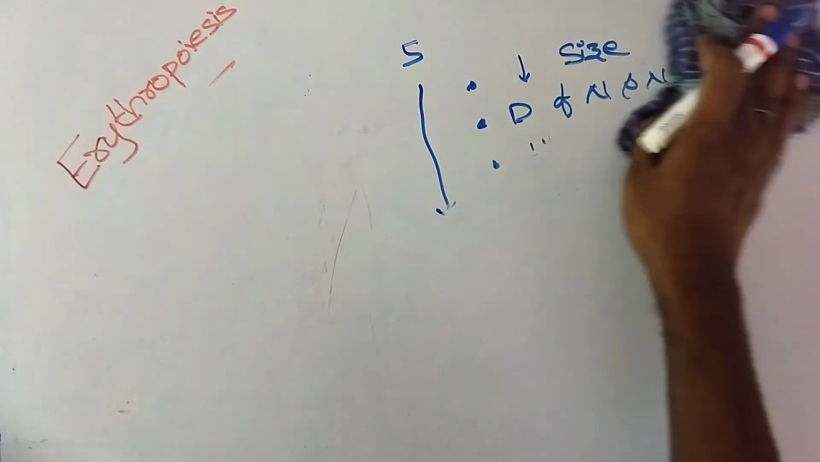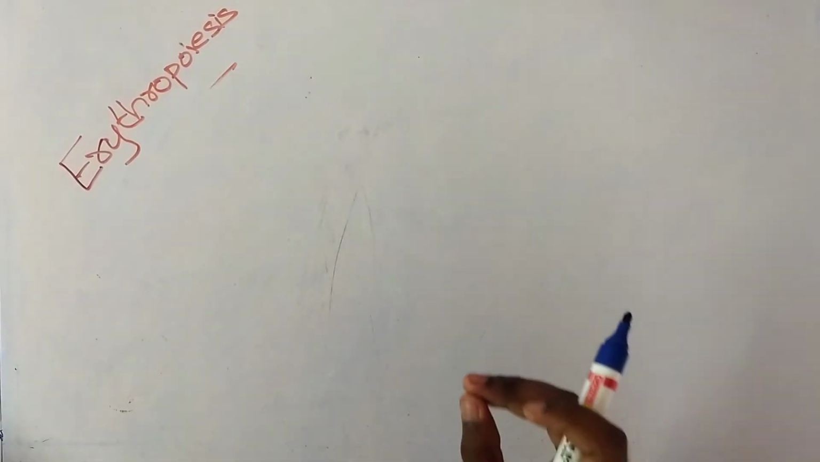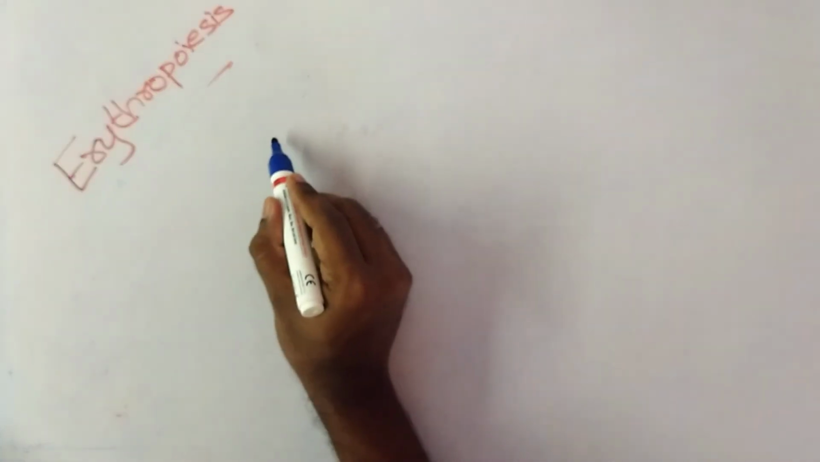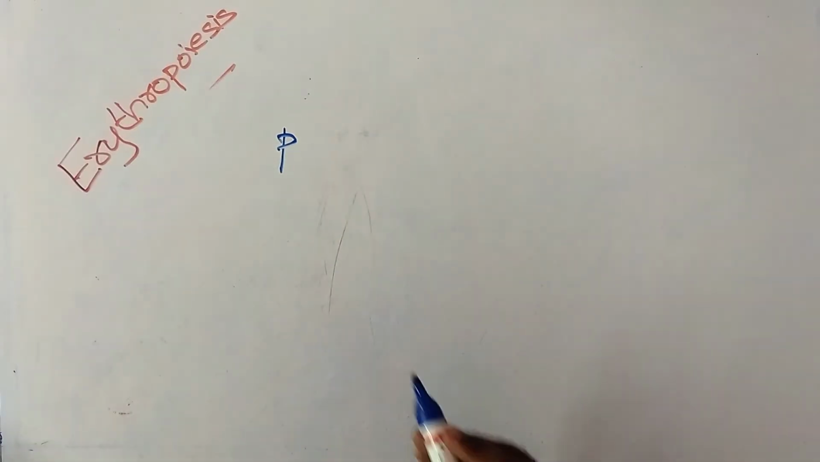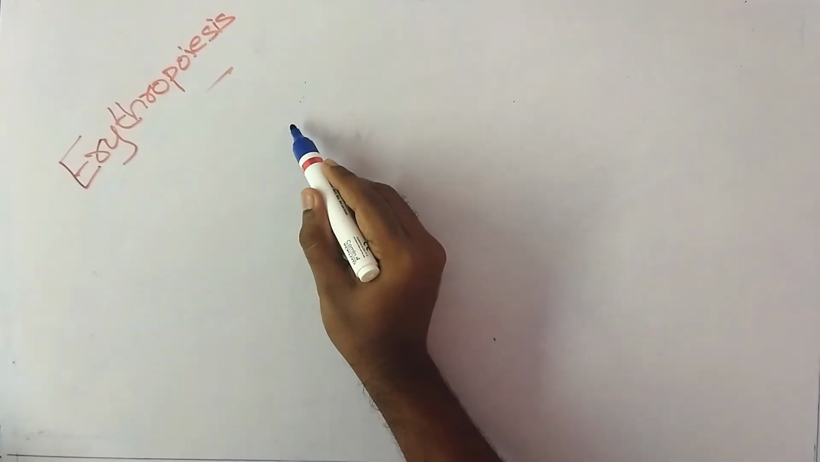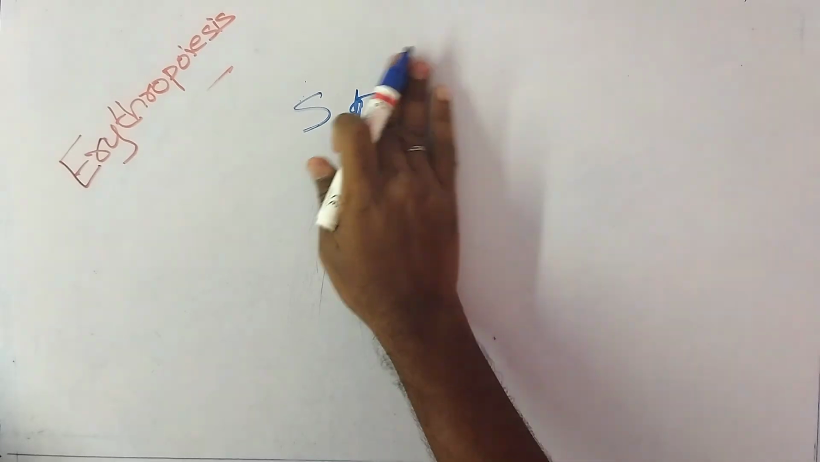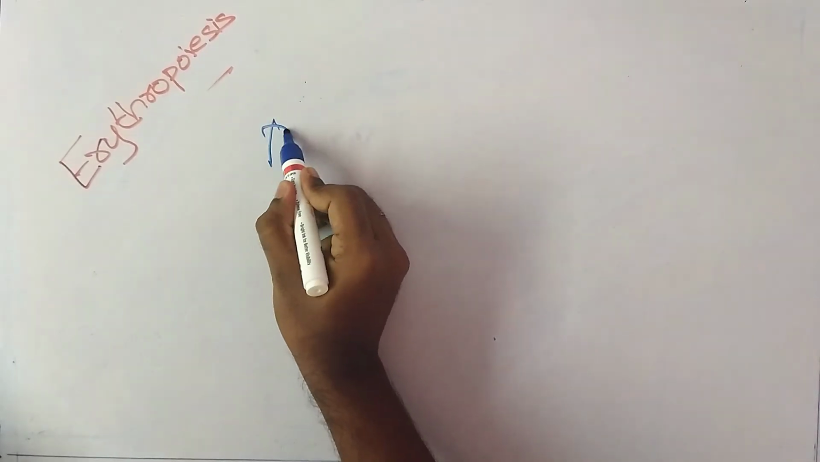Next, we will discuss what the stages of erythropoiesis are. This is a most important and frequently asked question. The first stage is the pro-erythroblastic stage.